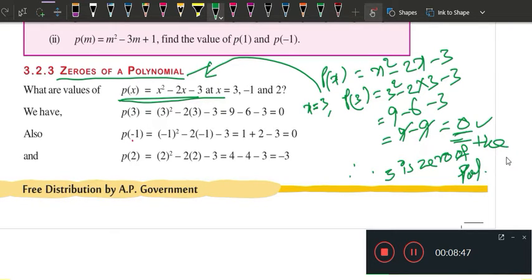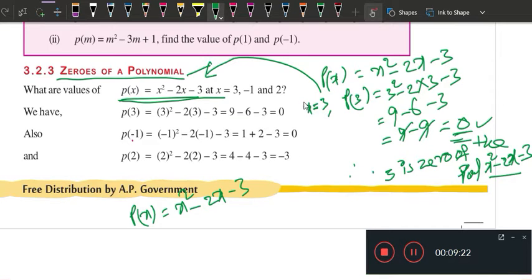Is 3 a zero of the polynomial? Okay children, next, if you substitute minus 1. Look here, p of x equals x square minus 2x minus 3, which is the given polynomial.